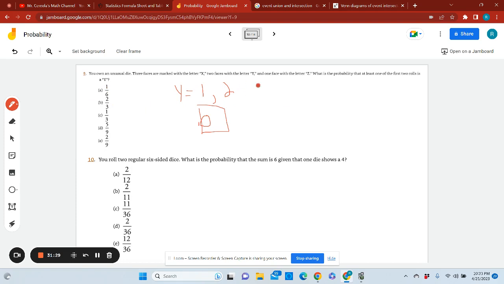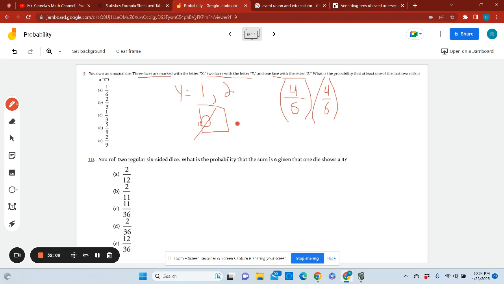So let's figure out the probability that you don't roll a Y. 3 faces have an X, 2 faces have a Y, and 1 face has a Z. So that's 6 total faces. 2 of them have a Y, which means 4 of them don't. So here's your probability that you don't roll a Y. The probability that I don't roll a Y twice would be 4 out of 6 times 4 out of 6. And this is the only condition that doesn't satisfy at least 1 out of 2.